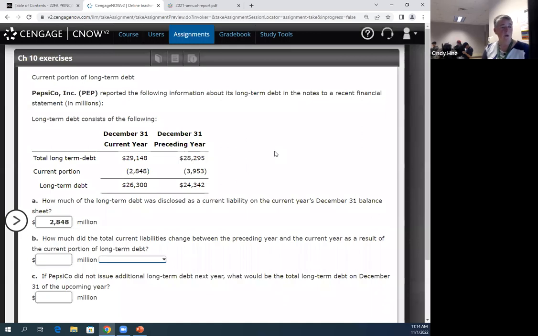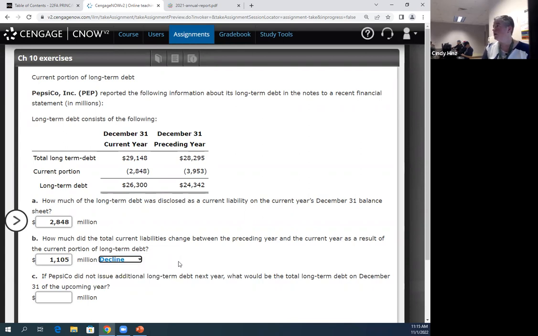How much did the total current liabilities change between the preceding year and the current year as a result of the current portion of long-term debt? So last year's was 3953, and this year's is only 2848. So the difference is 1105, and their current liabilities actually went down because we don't owe as much this year.